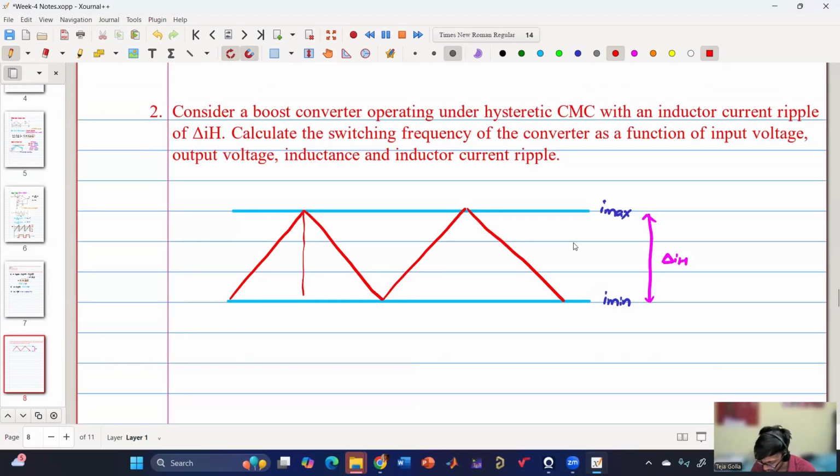So now the inductor current is changing like this. So this is my T on, and this is my T off. The question is asking how to determine the switching frequency of this converter as a function of input voltage, output voltage, inductance, and the inductor current ripple. So how can we calculate? How to proceed?